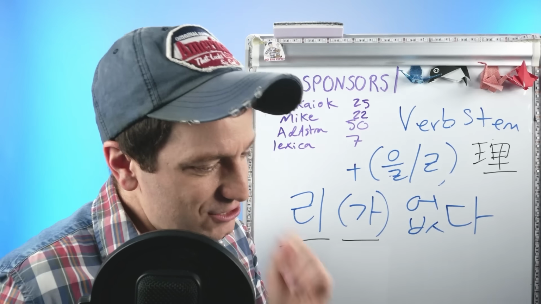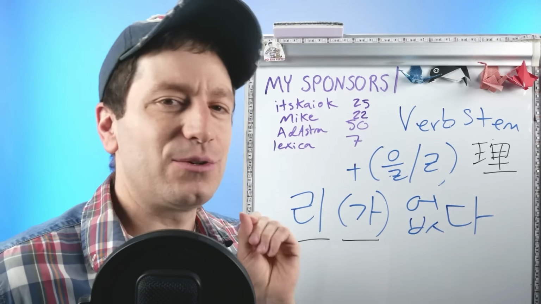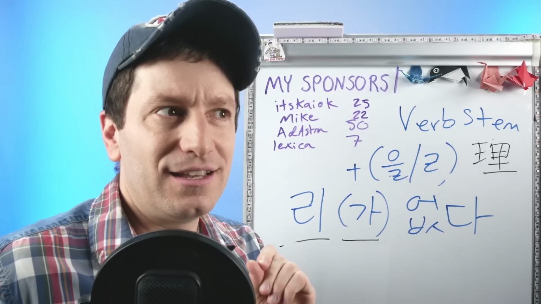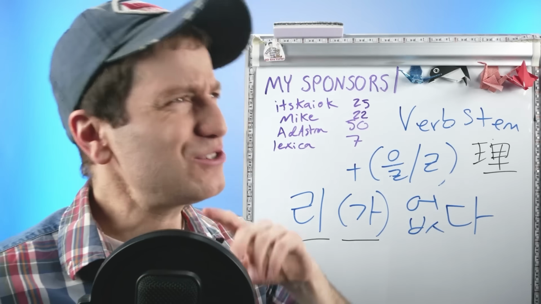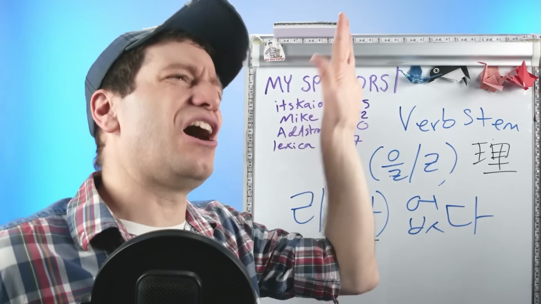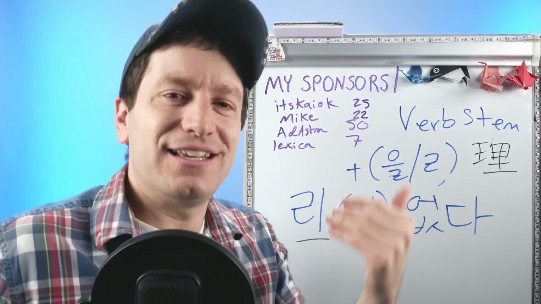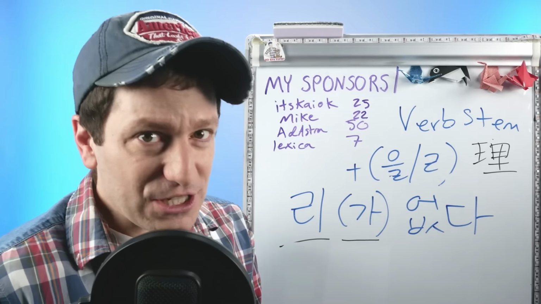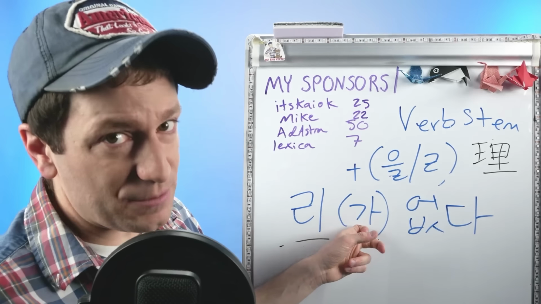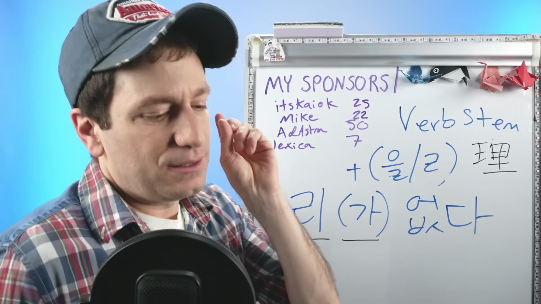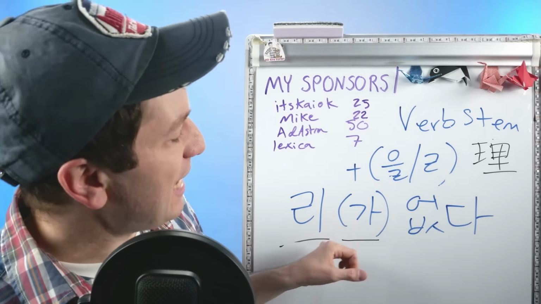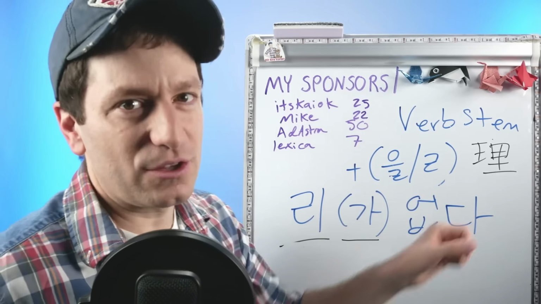But by saying there's no way, literally you're saying there is no logic or reason for something. Like, oh, there's no way, that doesn't make any sense. There's no logic for that. There's no reason for that being that way. Thereby saying there's no way. Optionally, you can remove the subject marker, but most of the time you'll see it as 리가 with 없다.